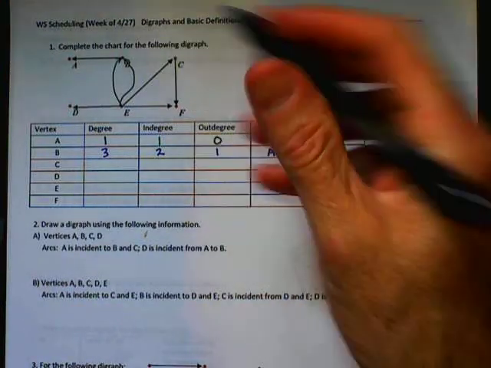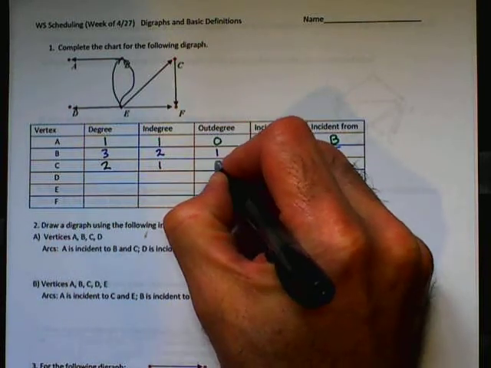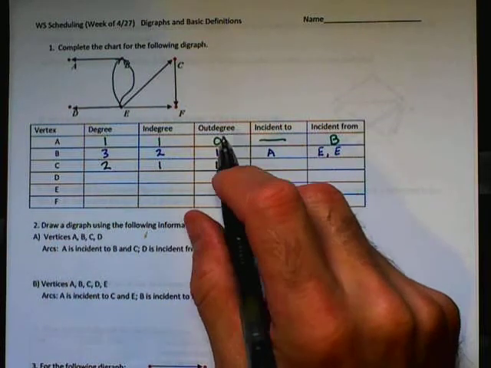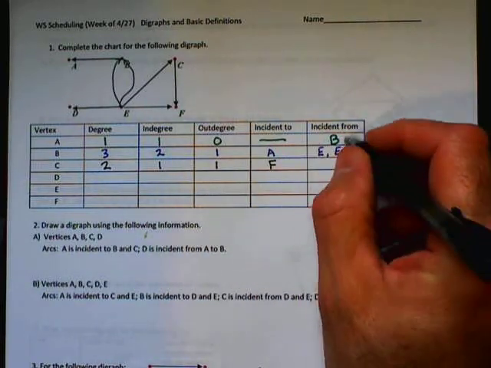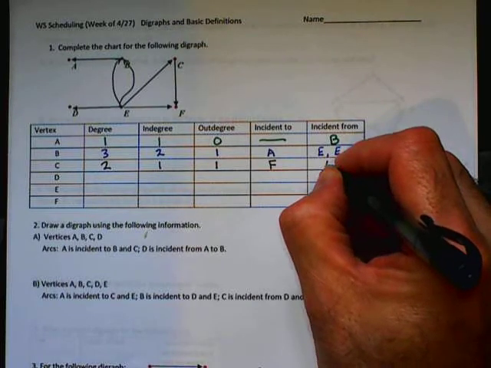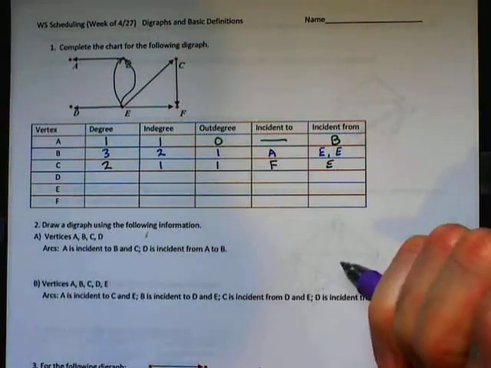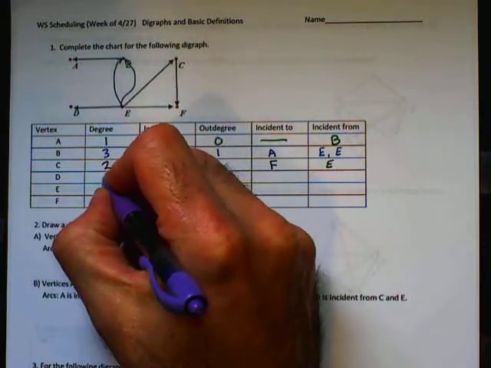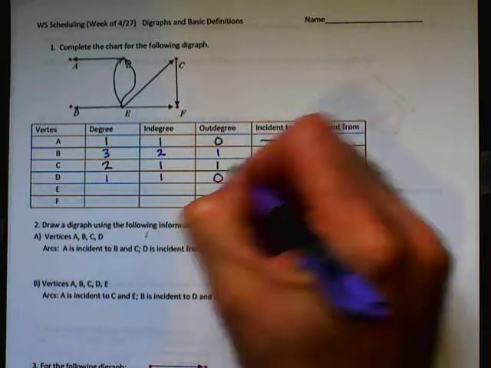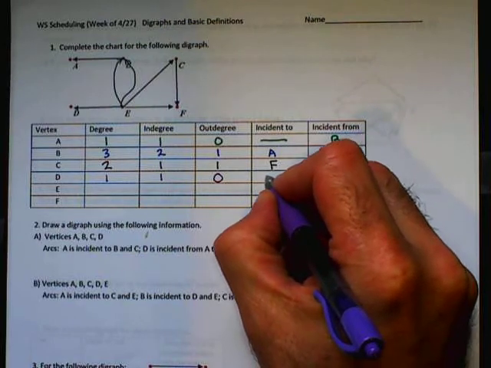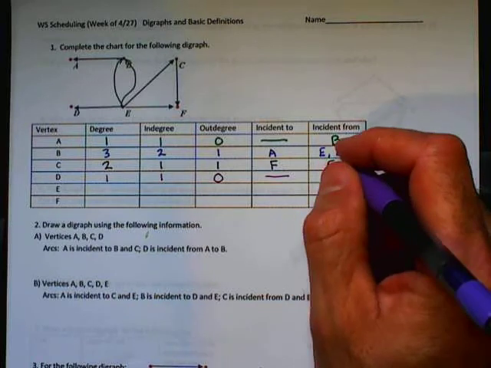C has 2 edges. 1 in and 1 out. If you're at C, you can go to F, but if you're at C, you could have come from E. D, that's degree of 1. It's going in 1. So you have no out degrees. You can't go to anywhere from D, so that's out. And incident from, if you're at D, you could have come from E.